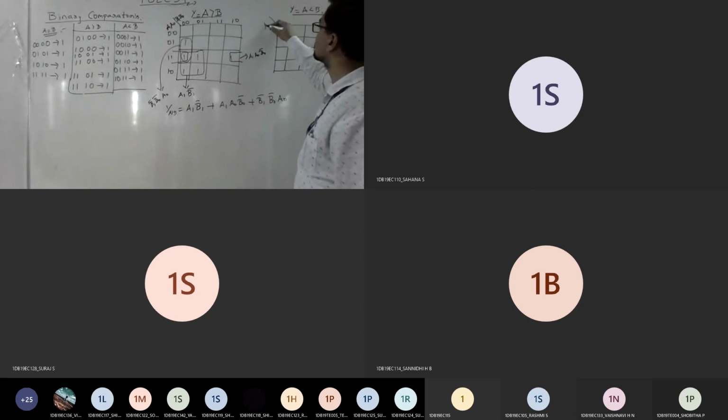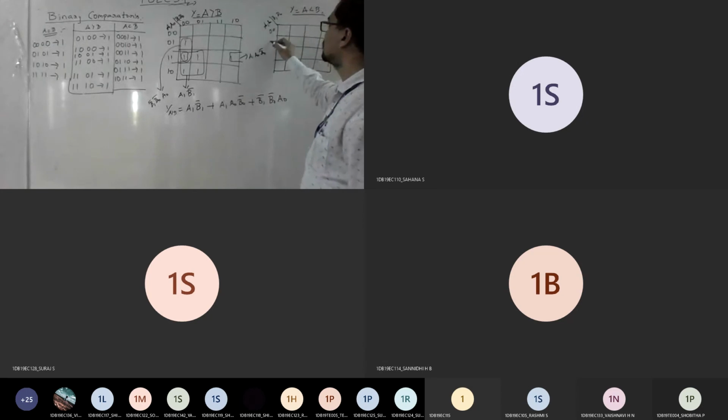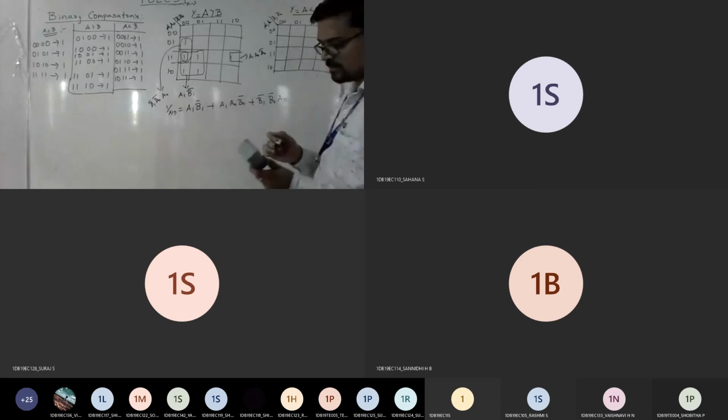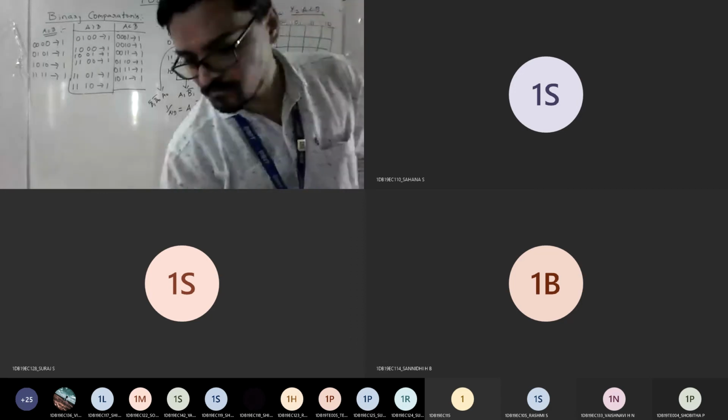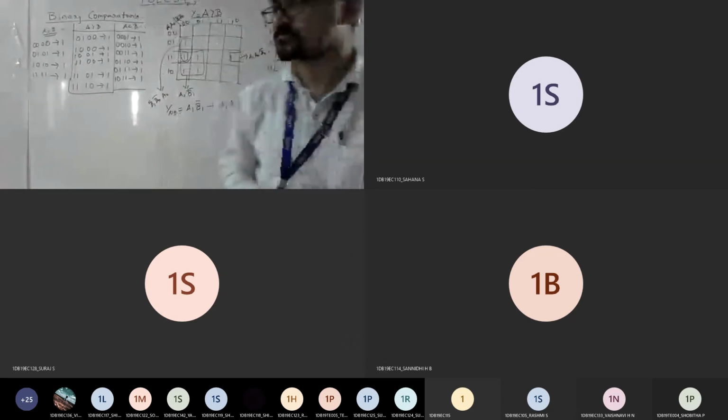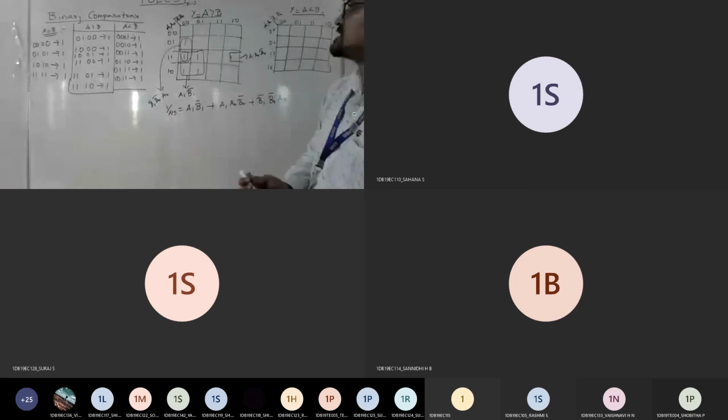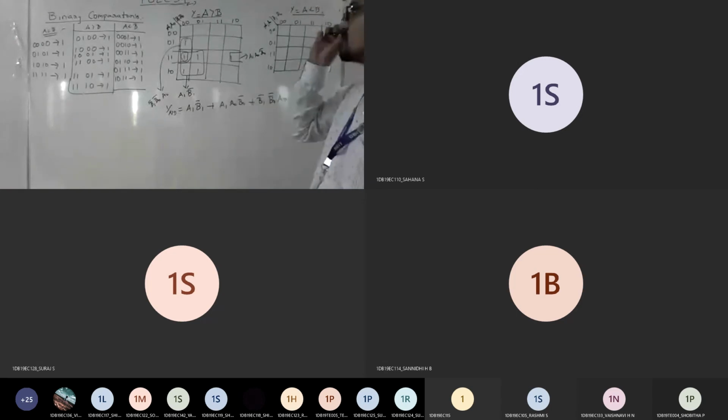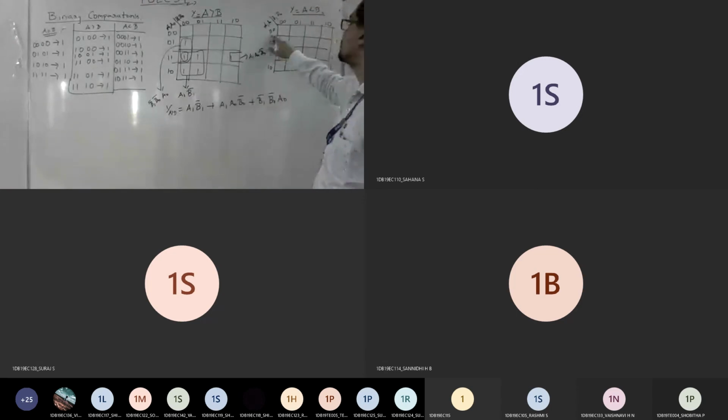So again, same combinations A1 A0 B1 B0. Write the K map once more and try to realize the expression. Where should I fill 1 now? A less than B, so 0 0 0 1. 0 0 is here, 0 1 is here. Shall I write 1 here?